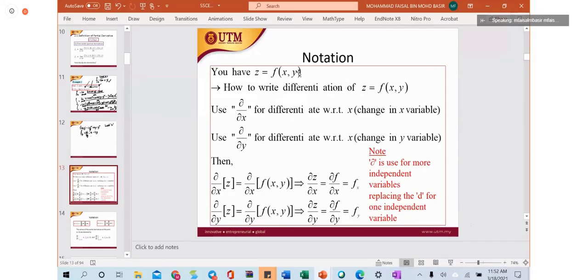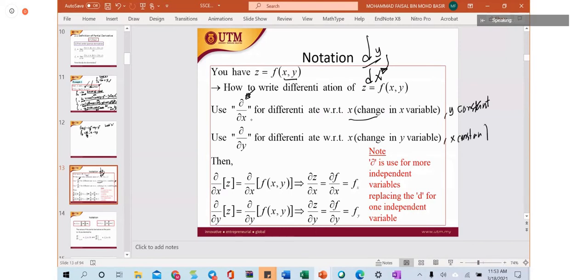You have z equals f(x,y). How do you write the differentiation of z? It is del over del x. Not d anymore. d is for differentiation with one independent variable. Del means you are differentiating a function with two independent variables. But when you differentiate with respect to x, you are focusing on x, your y will be constant, or you can hold the y. When you differentiate with respect to y, that is a change in the y variable, your x is constant.